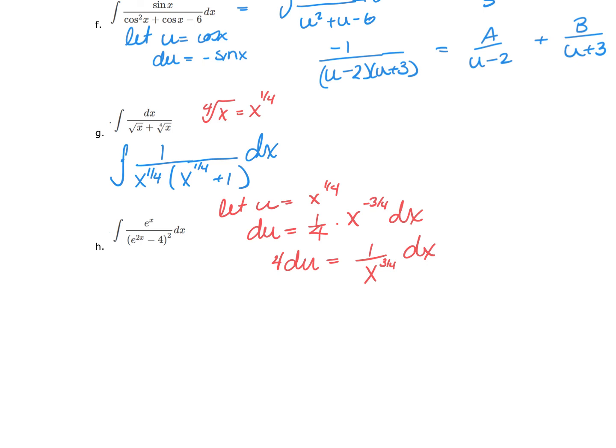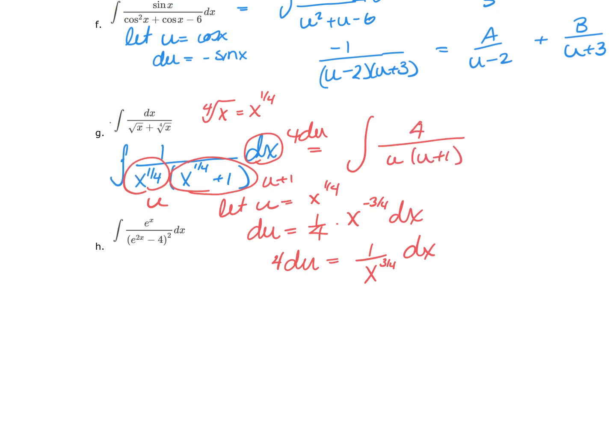Now, what I have then are replacements for the dx. It gets replaced with 4 du. I have a replacement here: this gets replaced with the u plus 1, and this gets replaced with u. Now, the problem lies in the fact that when I have this 4 and I have u and I have u plus 1, my du is 4 du, and this is equal to 1 over x raised to the 3/4.